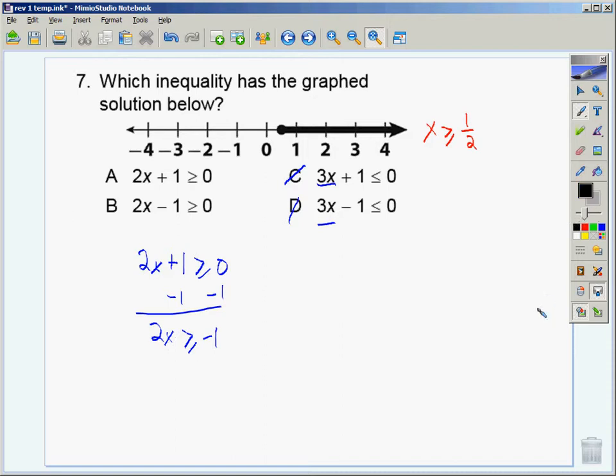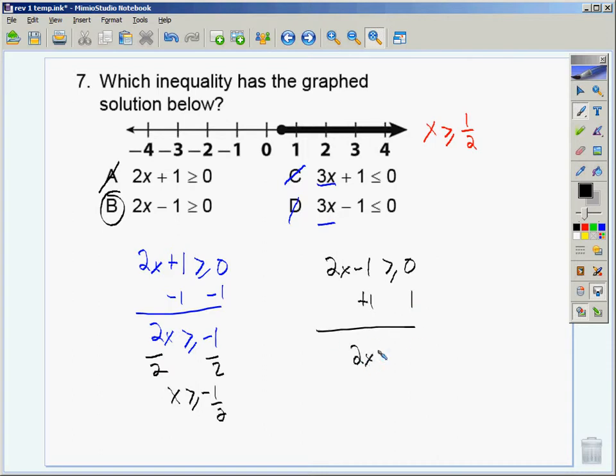Is there any way this one's the answer? Is it possible? What would be filled in on the graph? Would it be a positive half? It'd actually be at a -1/2, so it's not A. The answer had to be what? B. And the reason it's B is because if I added 1 to both sides, I'd have 2x is greater than or equal to 1, and then I would have divided both sides by 2. X is greater than or equal to 1/2.